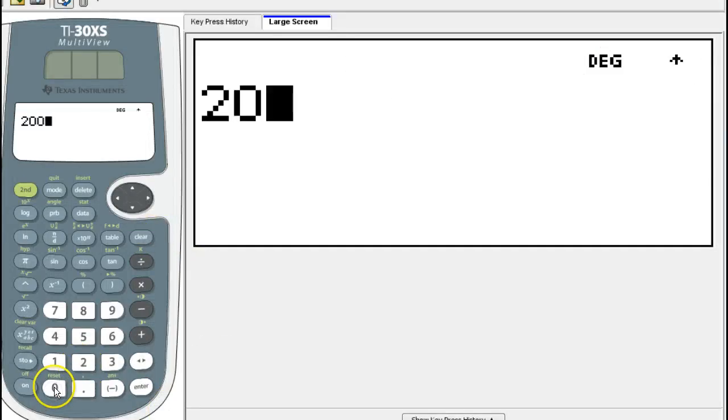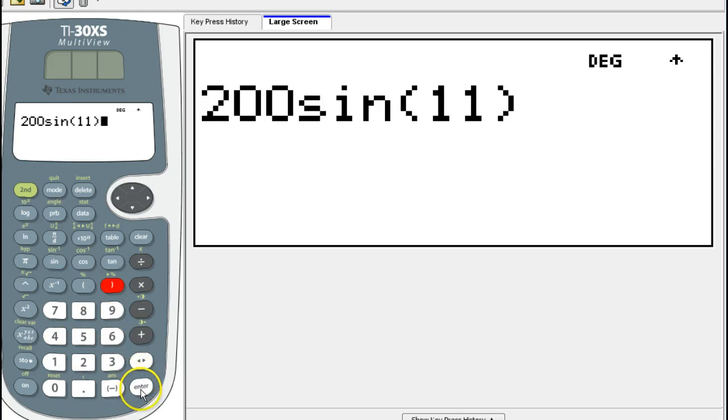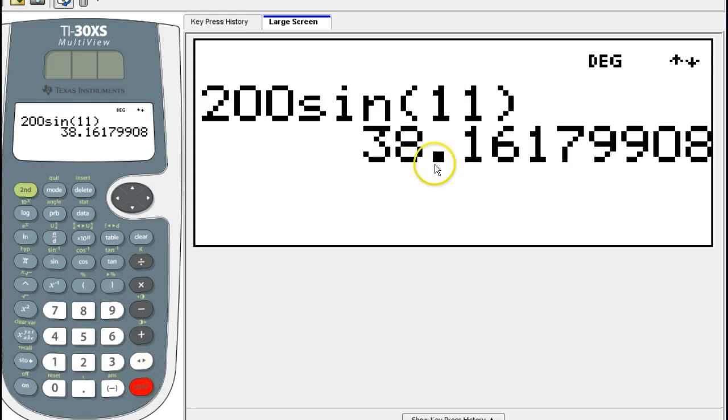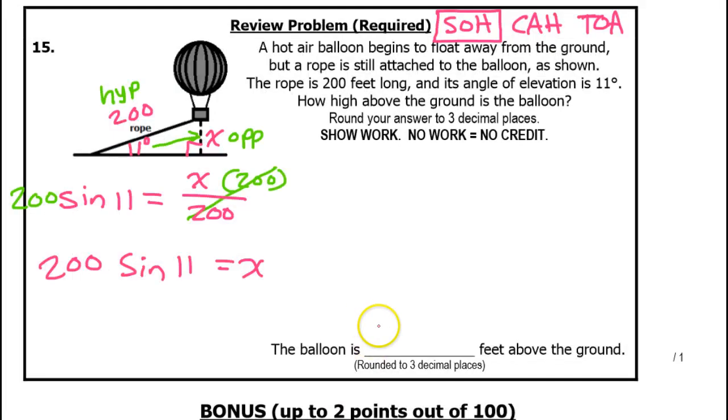So if we do 200 sine 11, we get 38.162. Got to round up because of the 7. 38.162 feet above the ground.